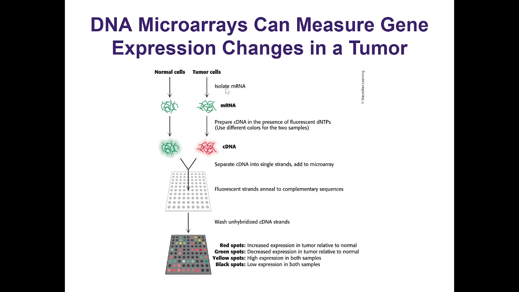So the first thing we're going to do is isolate our mRNA, and here we have our mRNA isolated. The next thing we're going to do is prepare the cDNA in the presence of fluorescent dNTPs.